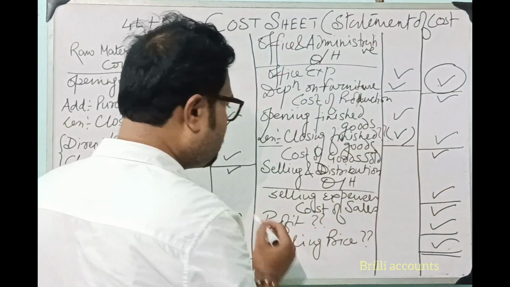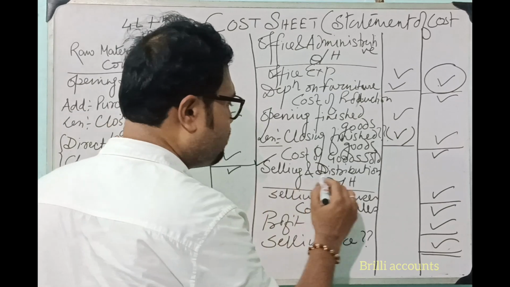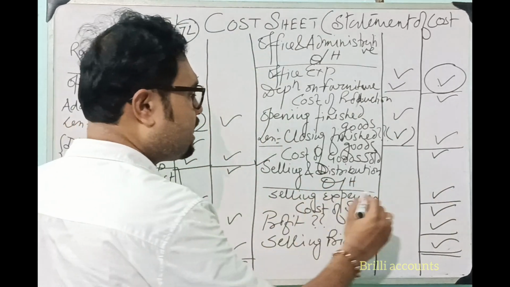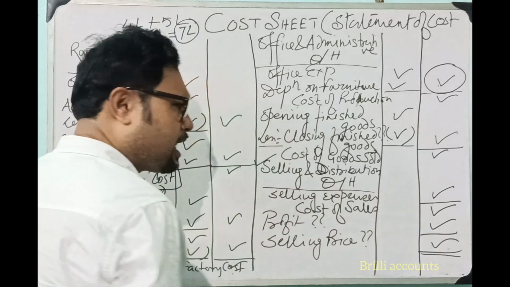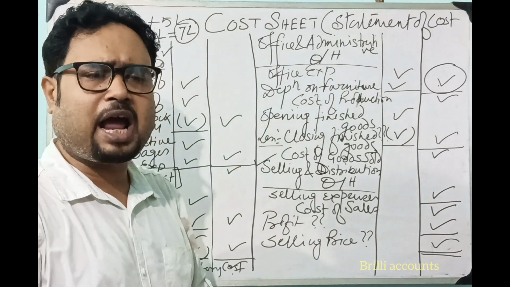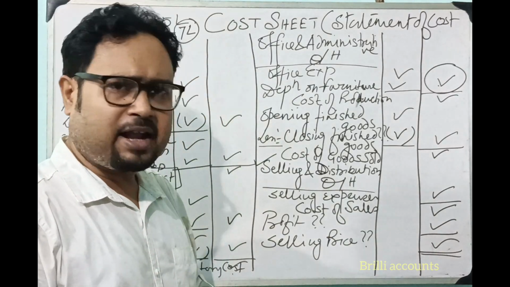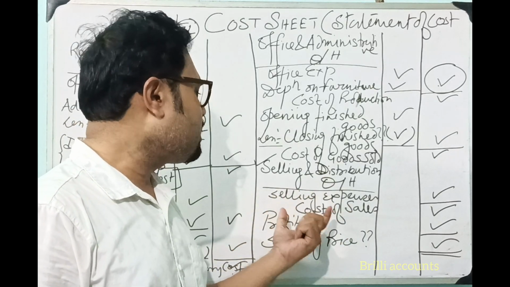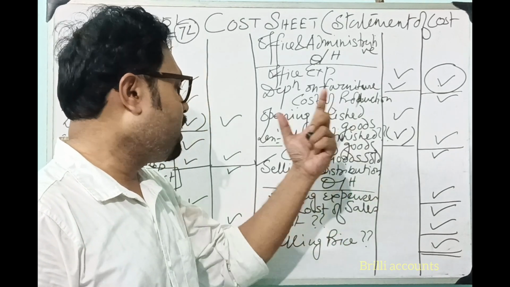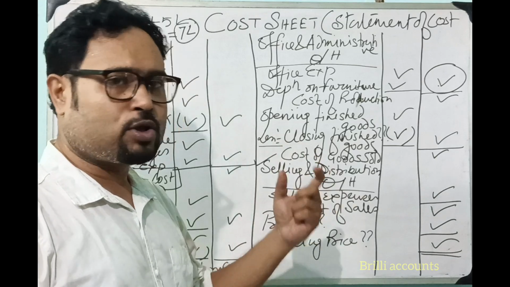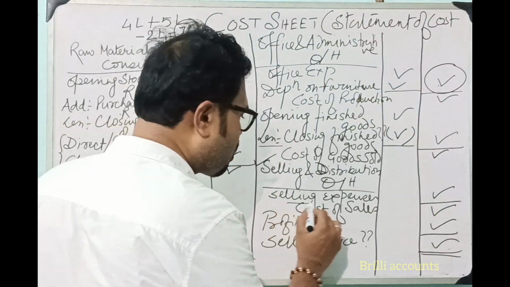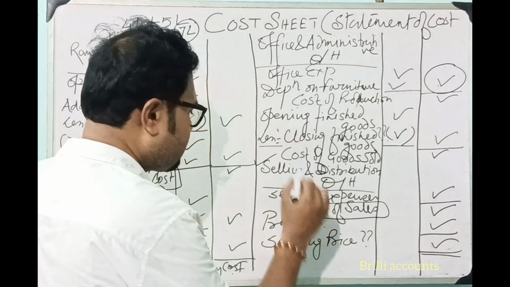After cost of goods sold, we are writing selling and distribution overhead. In selling and distribution overhead, we are writing selling expenses. Different kinds of selling expenses: salesman's commission, advertisement, delivery van expenses. This kind of expenses we write under selling overhead. Carriage outward also comes. Okay. After adding all this, we get the value called cost of sales.